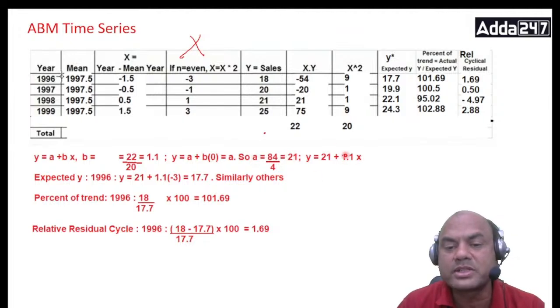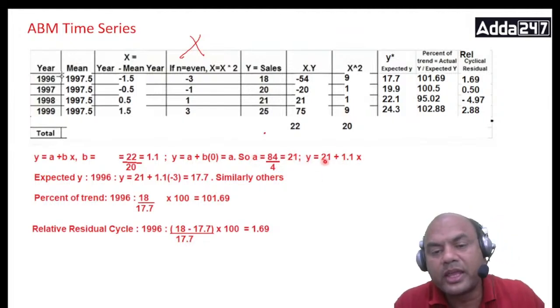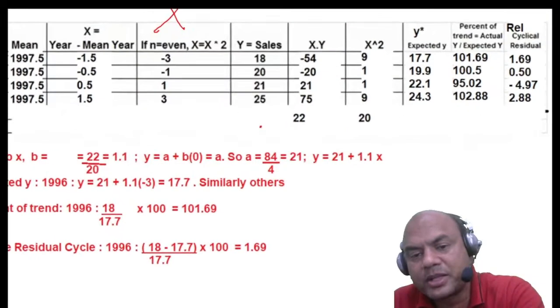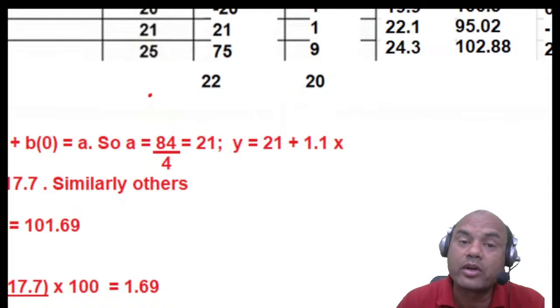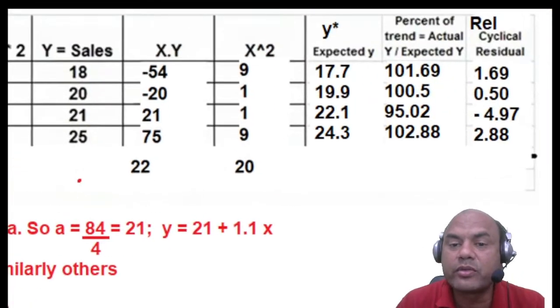So now what is the equation? Y equals A plus BX. So 21 plus 1.1 into X, right? 21 plus 1.1 into X. So now we have got the equation for Y. Now you can find out the estimated value of Y.